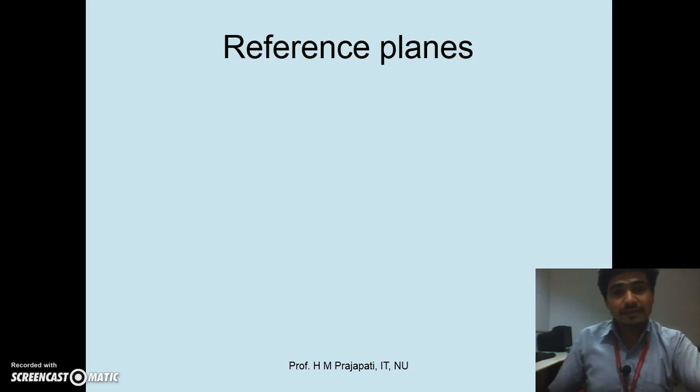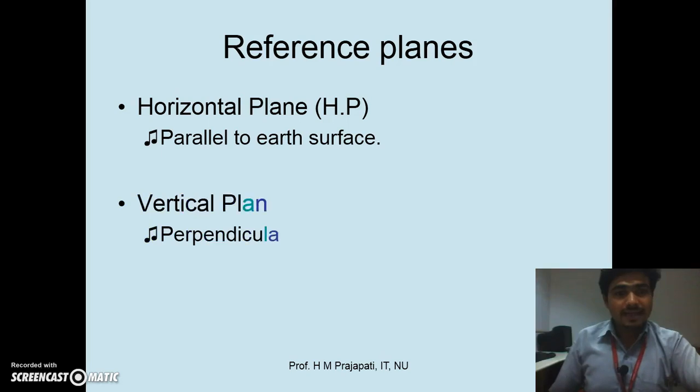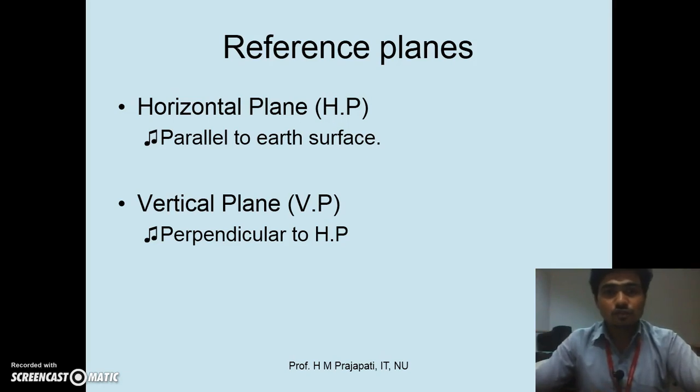If we are dealing with only two views, front view and top view, then two reference planes are there. The first reference plane is the horizontal reference plane: the plane which is parallel to Earth's surface is called a horizontal reference plane. The second one is the vertical reference plane, meaning the plane which is perpendicular to the horizontal reference plane. To get a good idea about these two planes, assume a room of a home in which the floor works as a horizontal reference plane, and the walls of the room work as vertical reference planes. Both are mutually perpendicular to each other.